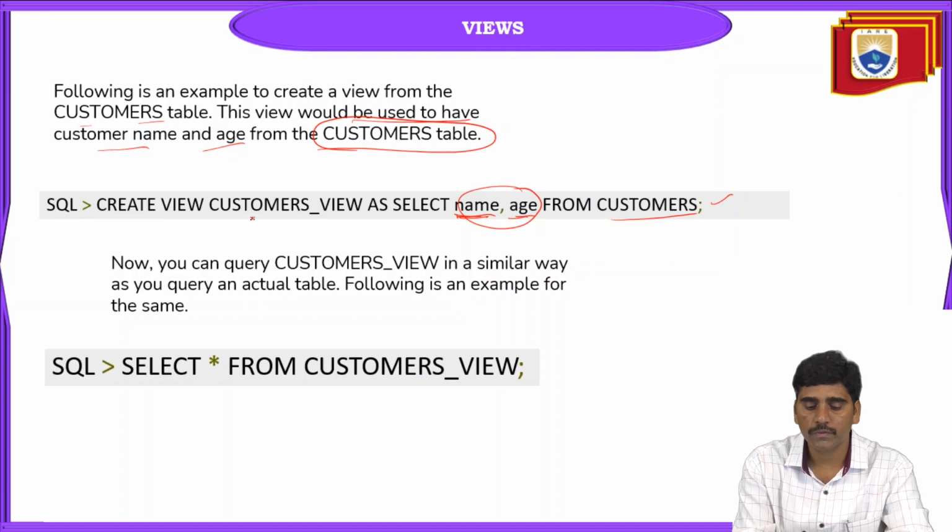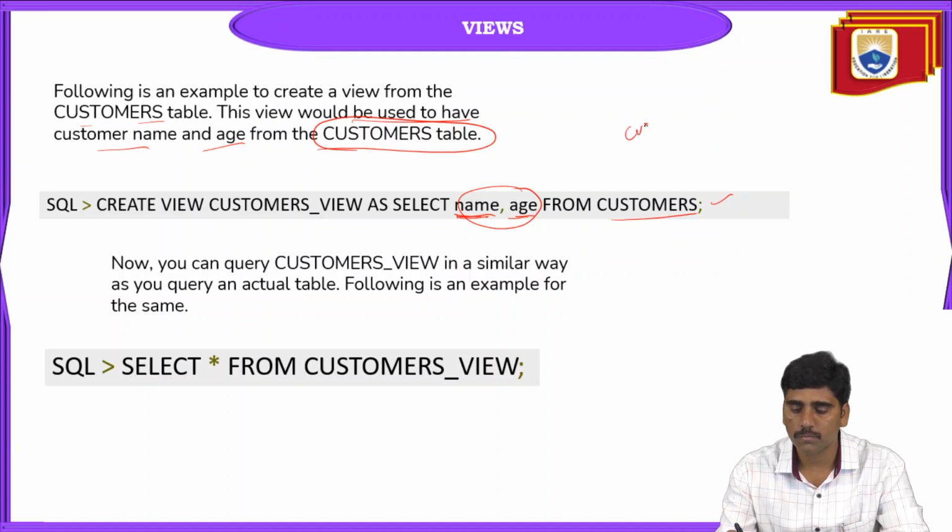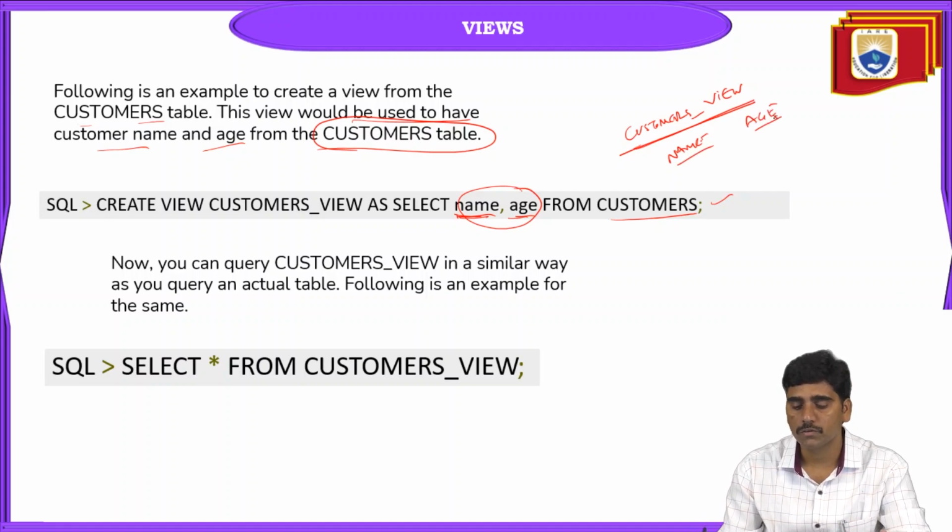So now the view is created. The customers_view is created. In this view, what fields are there? Only two fields. One is the name field, and the second one is the age field. So those two fields are accessed to create the view.